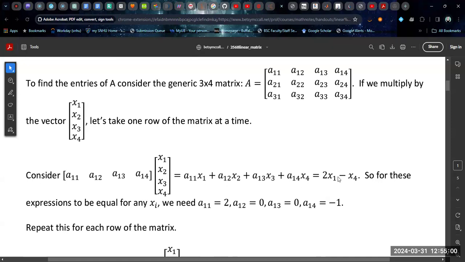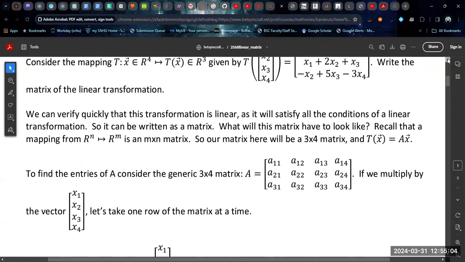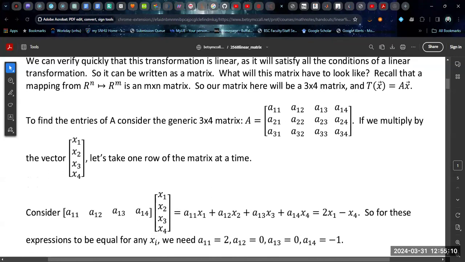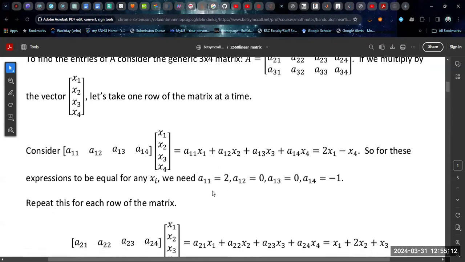And I have to set that equal to the entries in my original solution, 2x1 minus x4. So that suggests that for this to hold, A11 has to be 2, and A12 has to be 0 because there's no x2 in that expression. A13 also has to be 0, and A14 should be -1.